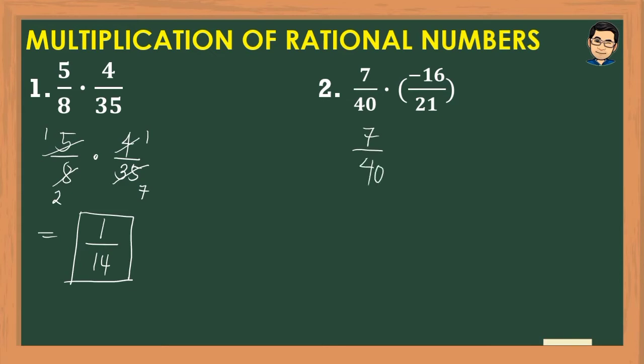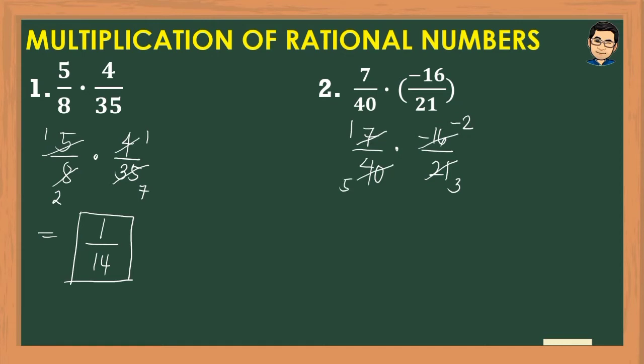we can cancel those. So, let's rewrite again. 7 and 21 can be canceled because the GCF is 7. 7 divided by 7 is 1, and 21 divided by 7 is 3. What about negative 16 and 40? The GCF is 8. Negative 16 divided by 8 becomes negative 2, and 40 divided by 8 is 5.